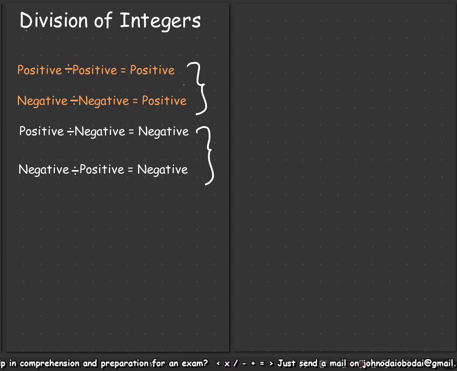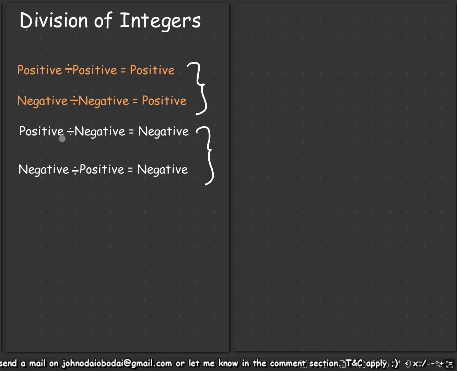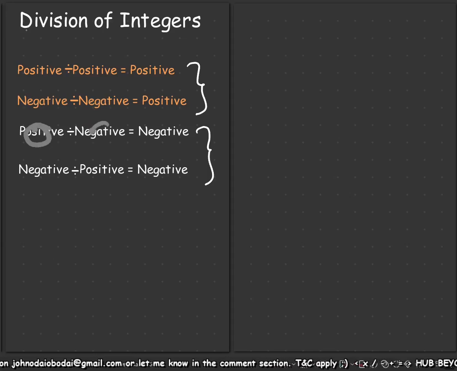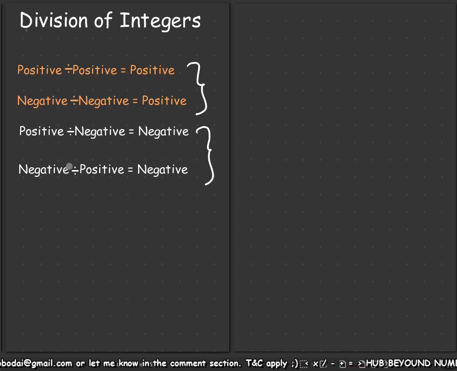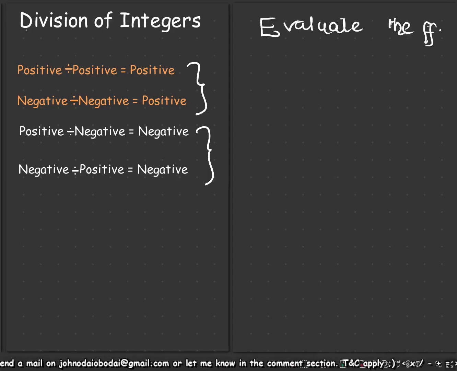Negative. That is, a positive divided by a positive should give you what? A positive. A negative divided by a negative should give you a positive because the symbols are the same. Then finally, a positive dividing a negative should give you a negative. And then a negative divided by a positive should give you a negative. The signs are the same, give you positive. Different signs gives you what? Negative. Let's look at some examples of how these rules are applied.